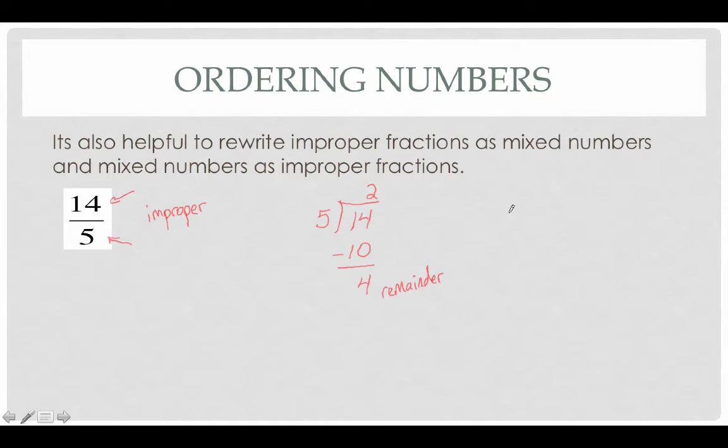So as a mixed number, it would be 2, because 5 goes into 14 two whole times, but there's 4 left over out of the 5 that I was dividing by. And so it turns into 2 4/5. This would be an example of a mixed number. And to double check it, use your calculator. Do 14 divided by 5 and see if it's the same as 2 and 4 divided by 5. You should get 2.8 for both of them.